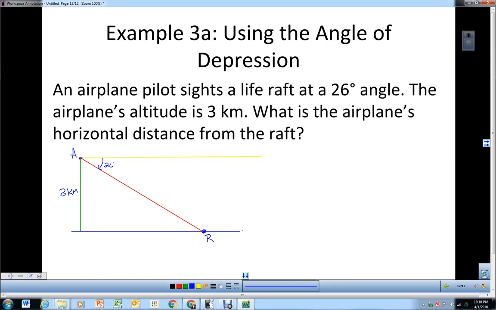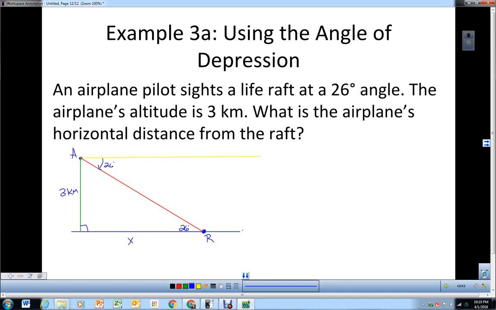Because we talked about this earlier, we can either draw another line over here to represent our 3 kilometers, or we can just turn our angle of depression into an angle of elevation problem. Because of alternate interior angles, an angle of depression is the same as the angle of elevation from the raft to the airplane. Now, we're looking for the airplane's horizontal distance, the distance across the horizontal, which means this distance here. So this becomes our x value.